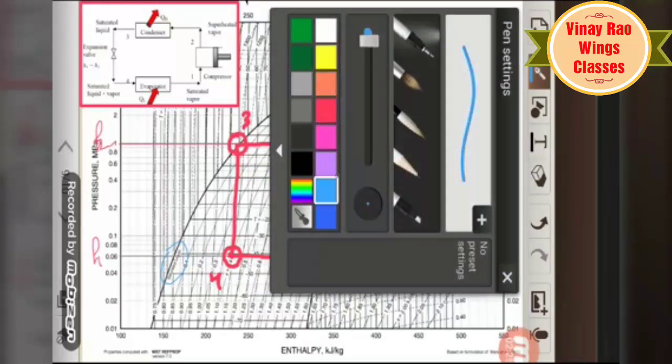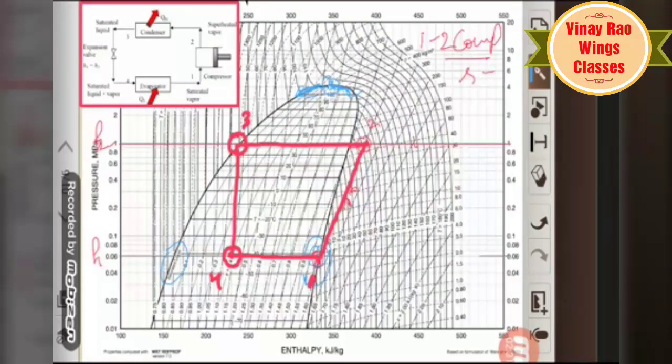Now I will use a different color to explain. This is point number 2. There is a decrease in temperature, which I already showed you. At point number 2, the temperature is 70 degrees Celsius. After this, another line is 60 degrees Celsius, then 50 degrees Celsius, then 40 degrees Celsius. That means at this line the temperature is 40 degrees Celsius, in the superheated region.